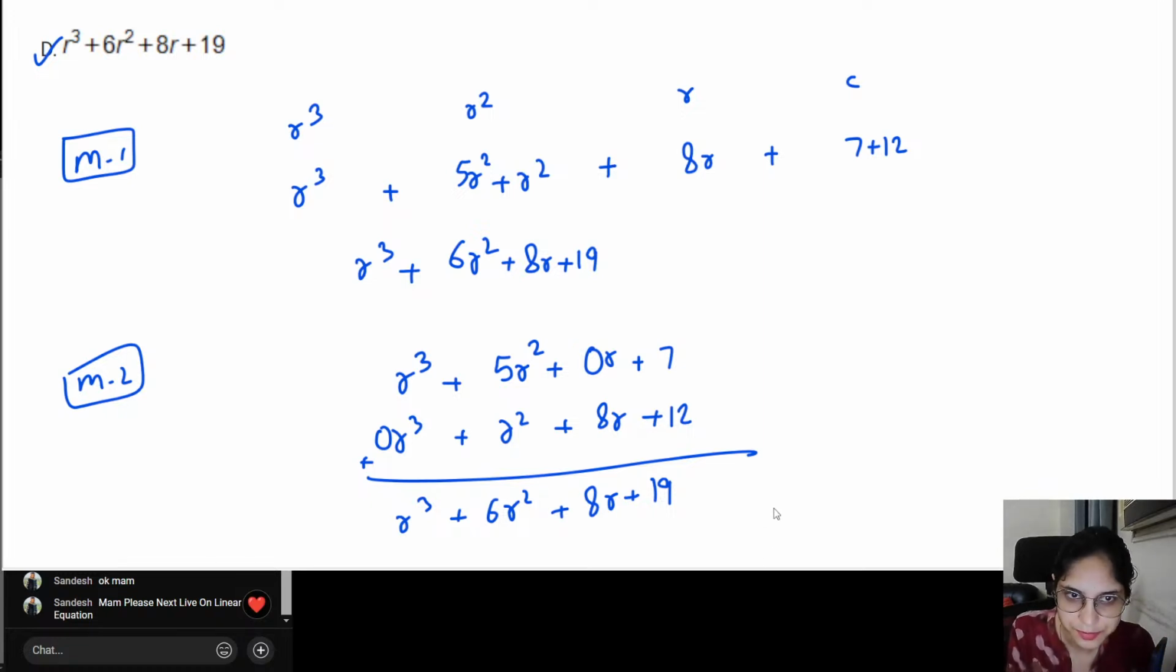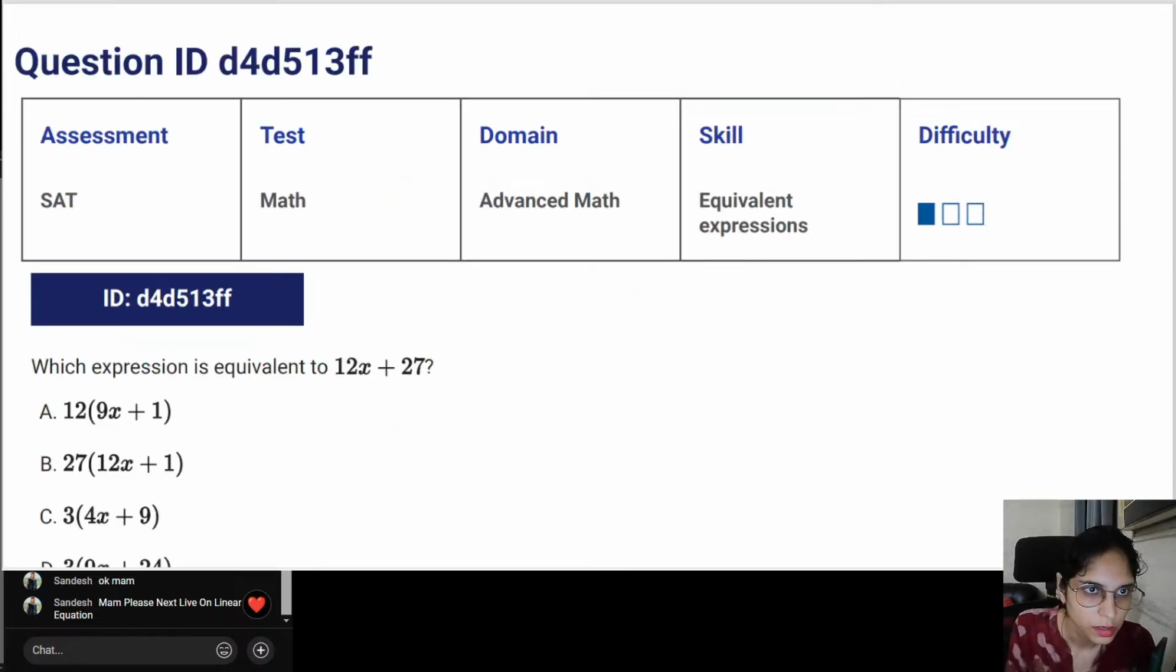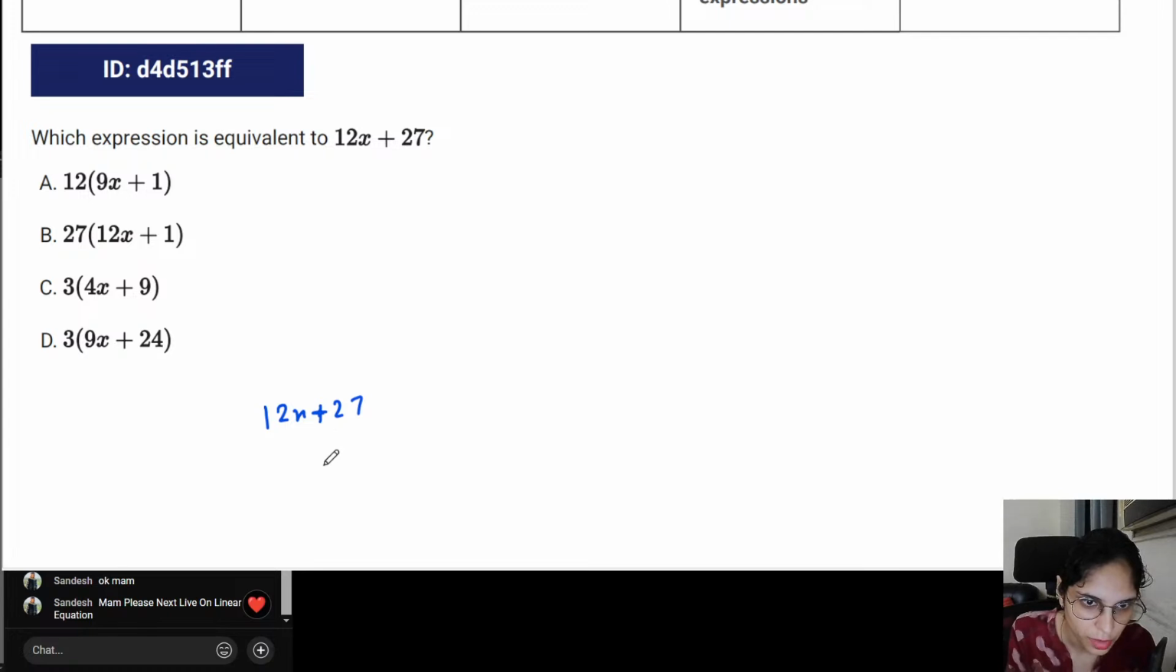Next is 79. So again, they're doing something and you can see parentheses. That means you have to factorize. So you just have to find the greatest common factor, or highest common factor, GCF or HCF, for 12 and 27. So 12 is 3 times 4, 27 is 3 times 9. So I can see 3 is a common factor. I take 3 outside. This is 4x plus 9.